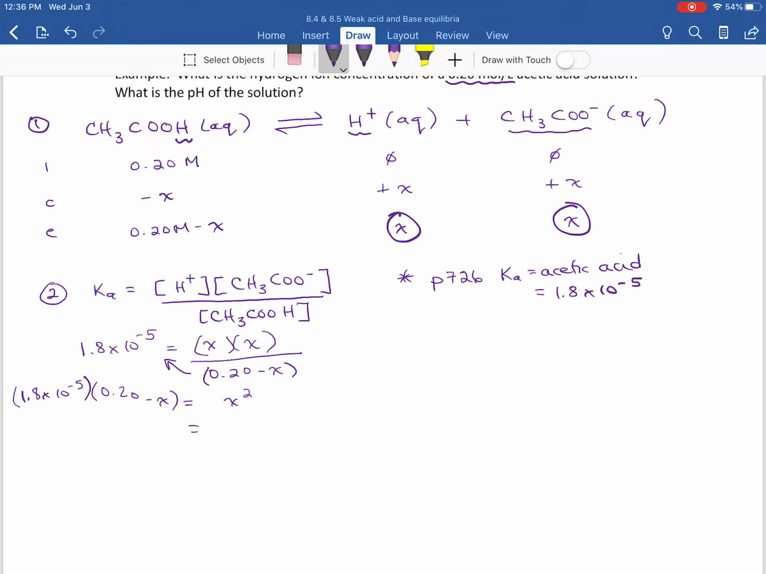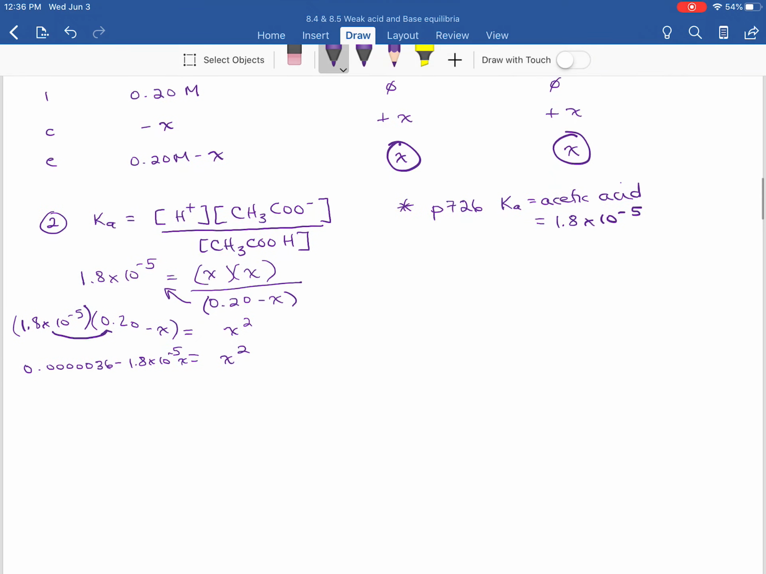When I FOIL these two out, I end up getting 0.000005 zeros, 36 minus 1.8 times 10 to the negative 5 x. I just FOILed it out, equals x squared. Guess what? Unavoidable, my people.